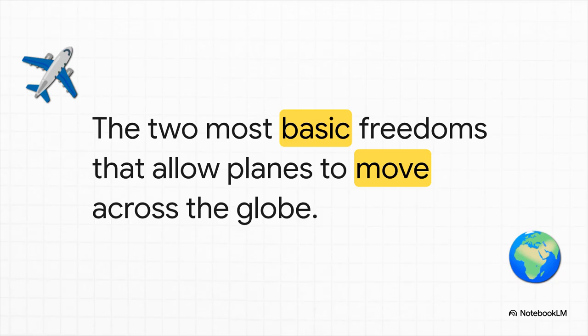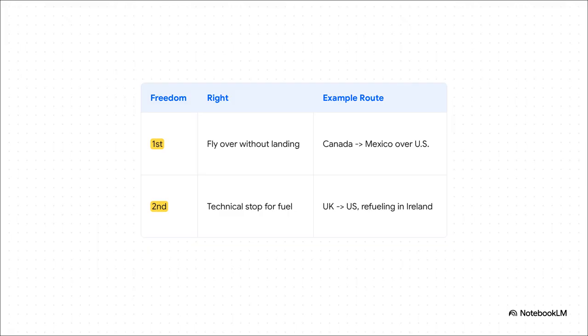Before an airline can even think about selling a ticket, it needs this simple ability to move its planes through another country's airspace. Okay, so the first freedom is as simple as it sounds. You can fly over another country without touching down. The second lets you make a technical stop, so for fuel or maybe some maintenance, but you can't pick up or drop off any passengers. This was a huge deal back in the early days, but with the insane range of modern jets, it's mostly used by cargo planes these days.